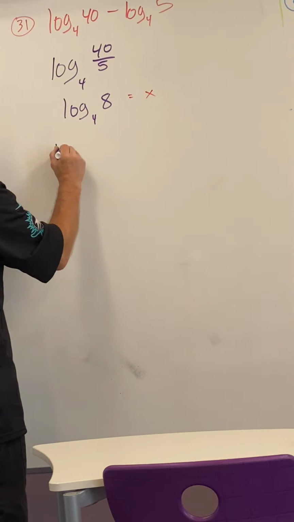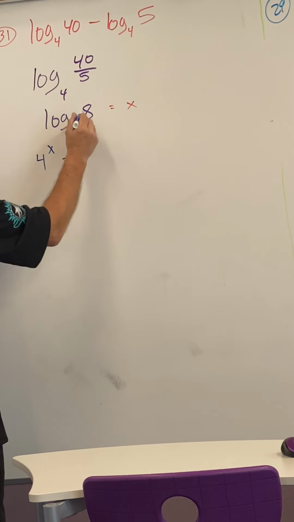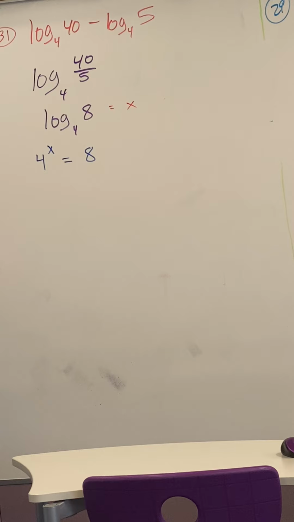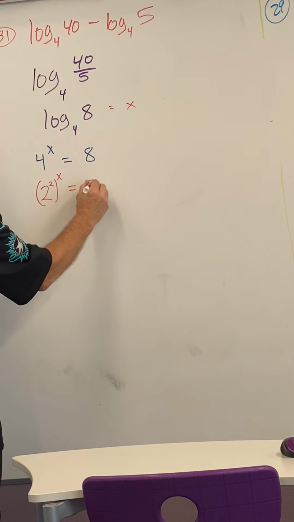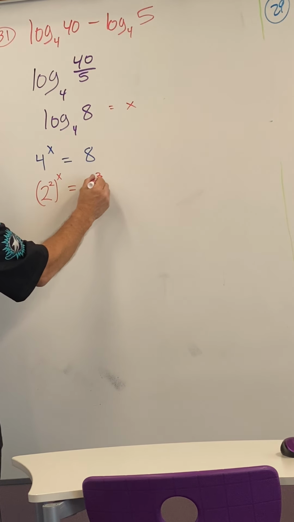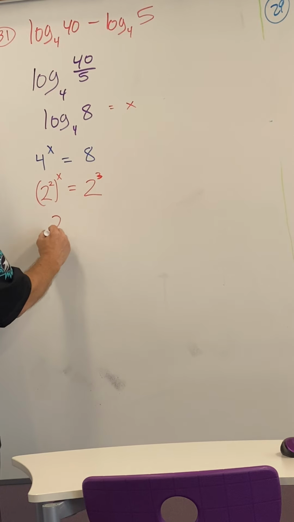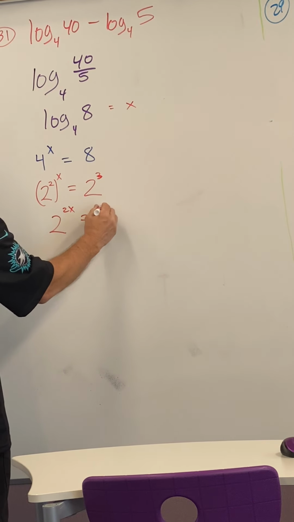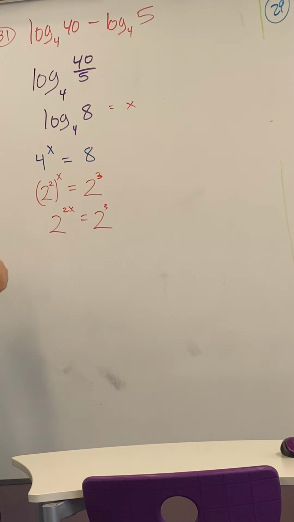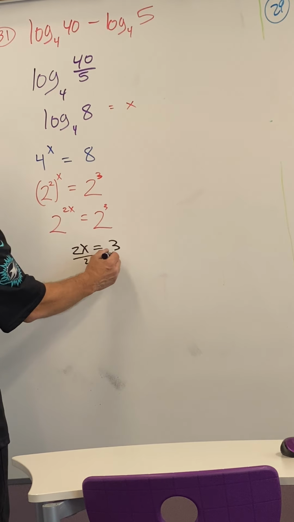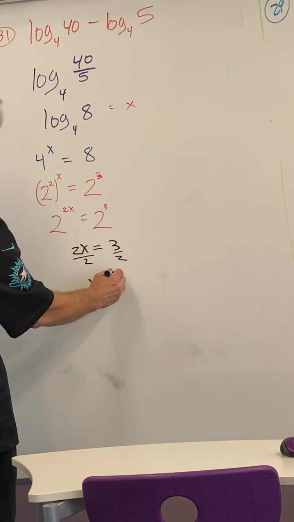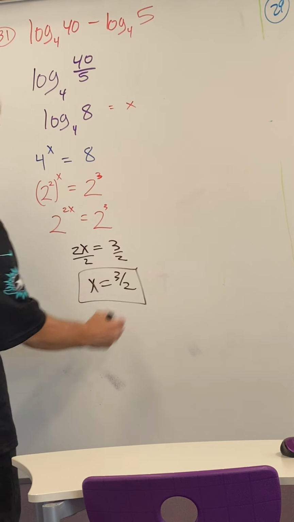So this base to this power, 4 to the x power equals 8. Now, these are not the same base, but I can make them powers of the same base. They're both powers of 2. So I can make it 2 squared to the x equals 2 to the third. And then that's 2 to the 2x equals 2 to the 3. Now they have the same bases, so I can throw away the bases. 2x has to equal 3, but I don't want 2x, I just want regular x, so I divide by 2. X is 3/2, and there you go.